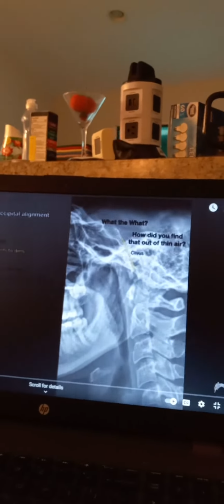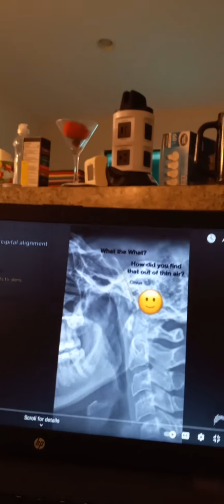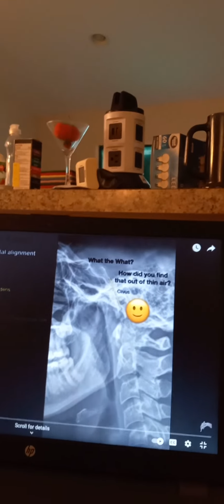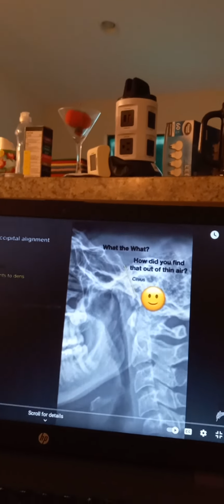And then the C2 vertebra is right there. The tooth-like projection is the dens, or the odontoid process, sticking up at the top. The clivus is there, and it should point downwards towards the dens. How did you find that in thin air? Well, I look for my happy faces. If I can't find a structure, like if the clivus isn't quite there, I look for things that make me smile. What makes me smile here?